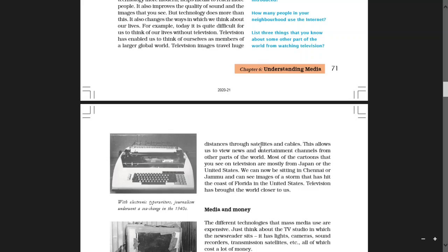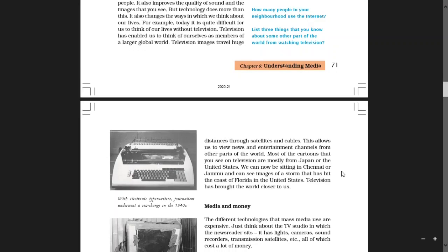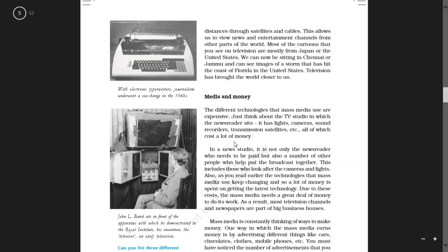This allows us to view news and entertainment channels from other parts of the world. Entertainment means the action of providing enjoyment. Most of the cartoons that you see on television are mostly from Japan or the United States.